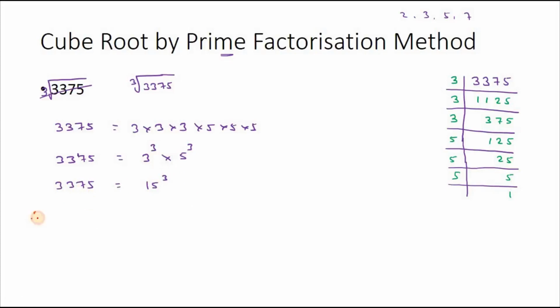Therefore the cube root of 3375 can be written as the cube root of 15 cube, right? See, on both sides I am taking cube root. Now cube root and cube cancel out, so we get the answer 15. This is our answer. The cube root of 3375 is 15. That is our answer. Now look at this sum.